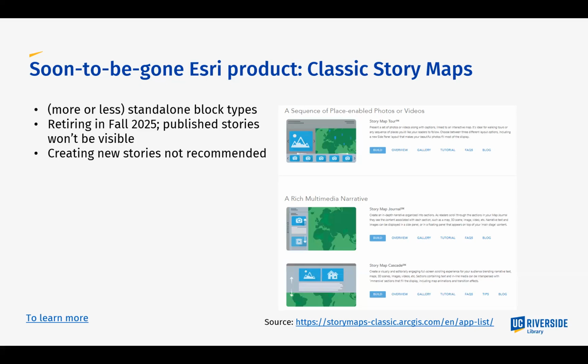You couldn't have multiple types of things built into a classic story map. But it's retiring now in 2025. Even things that people published using classic story maps are not going to be visible after fall 2025. So they do not recommend, they make it really hard, in fact, to create a new classic story map. But just so you know, you might see some and think, well, that doesn't look like what she was talking about, but they were made between 2013 and 2019.